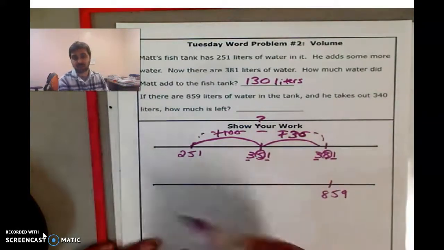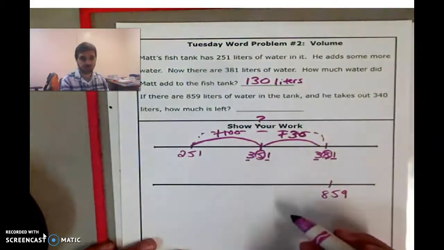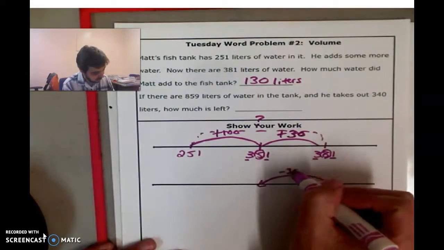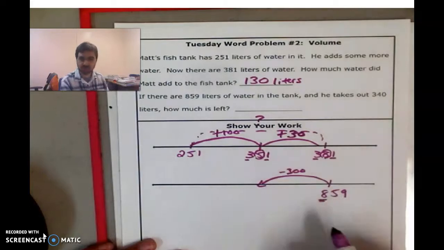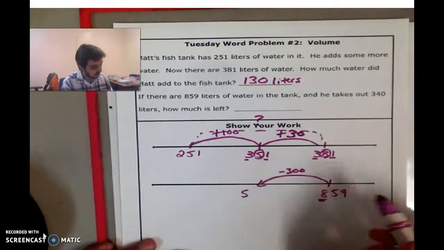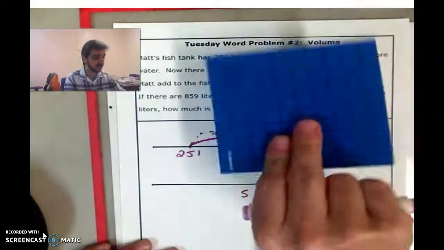The next one says there were 859, and he takes out 340. How much does he have left? So we actually have to subtract 340. So if I subtract 300, I'm just looking at my hundreds place, and I get that down to 500. My tens and ones don't change. All I've taken away are hundreds, just like we did with our base 10 pieces.